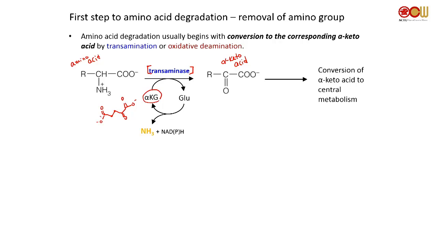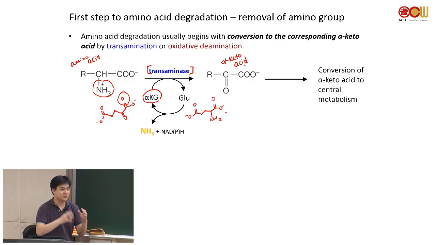Okay, that's alpha KG, right? Now, the transamination is going to swap the location of this amino group with this keto group such that you get glutamate. This guy is glutamate and then the alpha keto acid. So essentially all you have to do is swap where the amino group is with the keto group. Okay, so you exchange them, and this is transamination.